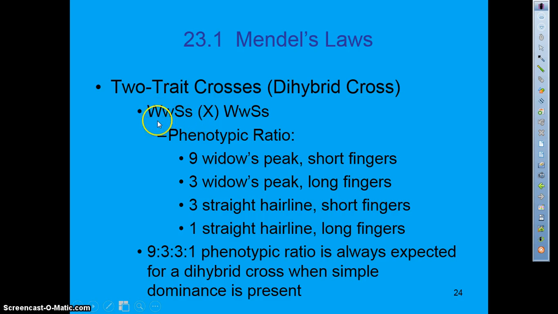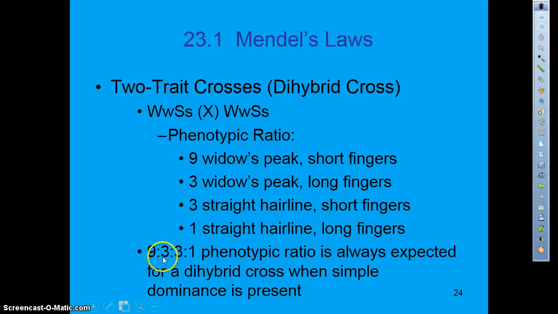And if you notice, both parents are heterozygous for both traits, the widow's peak and the short fingers. So this individual has a widow's peak with short fingers. This individual has a widow's peak with short fingers. And when we come out with the dihybrid cross, which I'll show you an example of in just a minute, the phenotypic ratio is going to be 9 of the individuals could have widow's peaks and short fingers, which is the two dominant traits. 3 will have widow's peaks, which is dominant, long fingers, which is recessive. 3 that'll have a straight hairline, which is recessive, and short fingers, which is dominant, and then 1 out of the 16 will have straight hairline and long fingers.